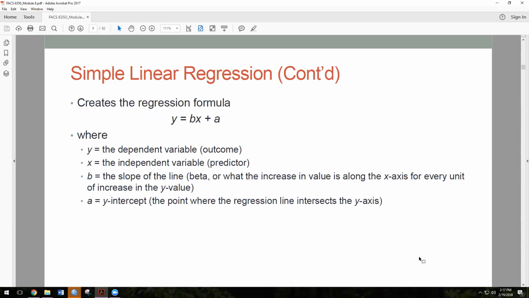When I have a simple linear regression, I get a regression formula that looks like y equals bx plus a, because that's the formula for a line. When we talk about multiple linear regression, we'll add more into that equation. But y is my outcome. X is my independent variable or predictor variable, and b is the slope of the line, or the increase in value, the change score, however you want to describe it. And a is the y-intercept, which tells me where the regression line intersects the y-axis.